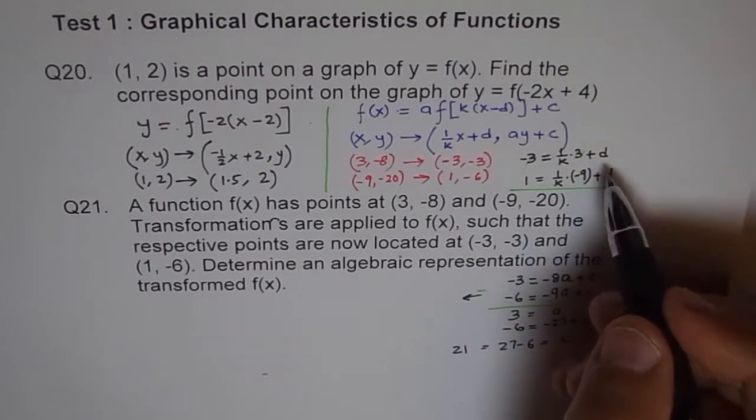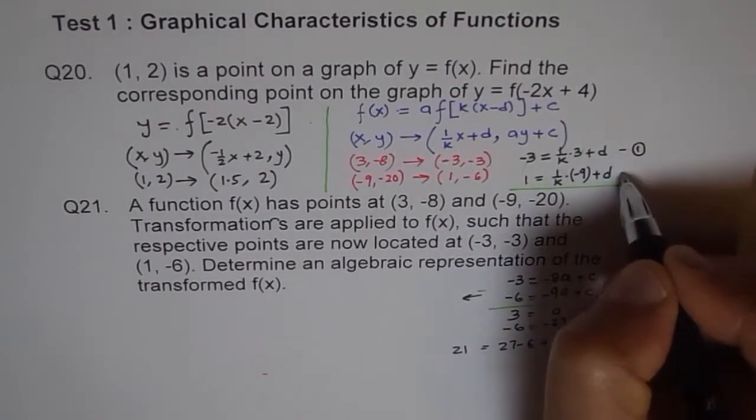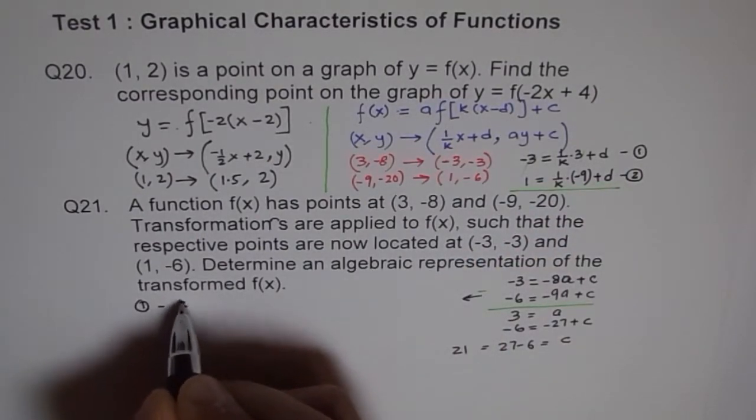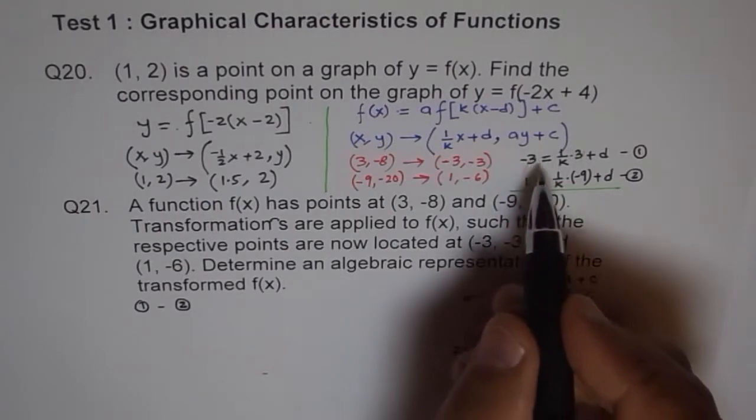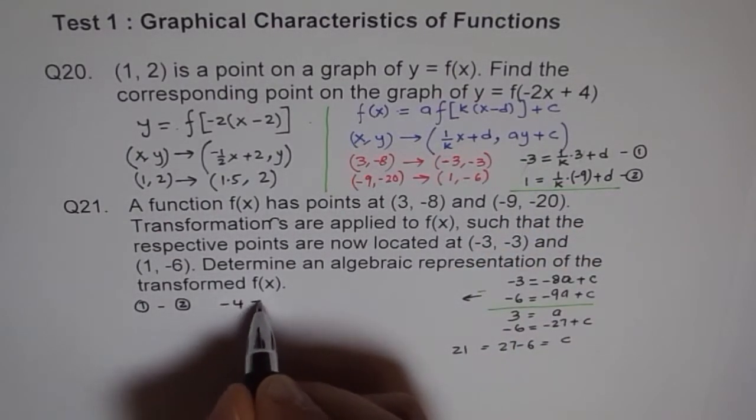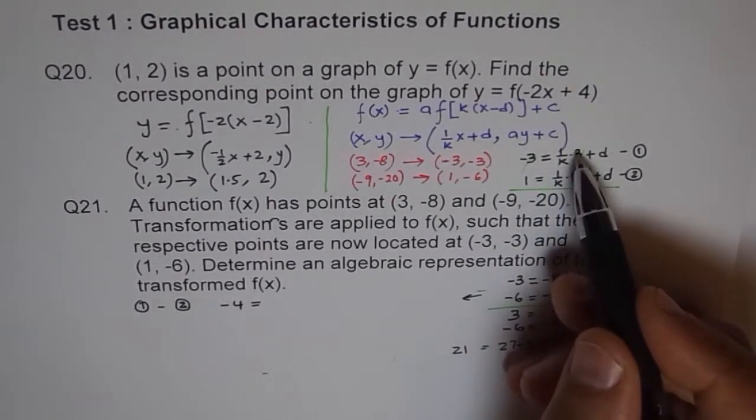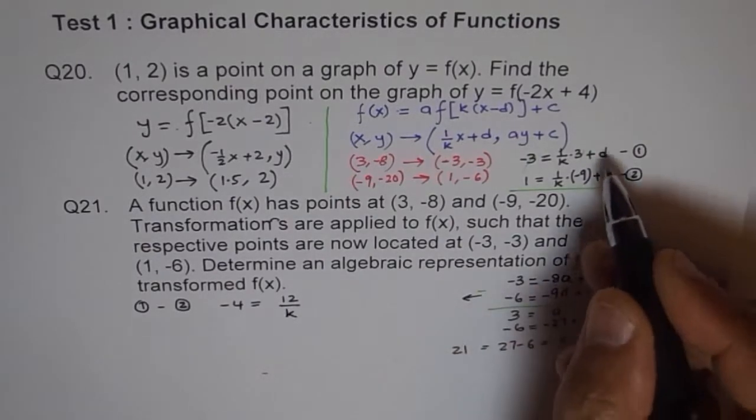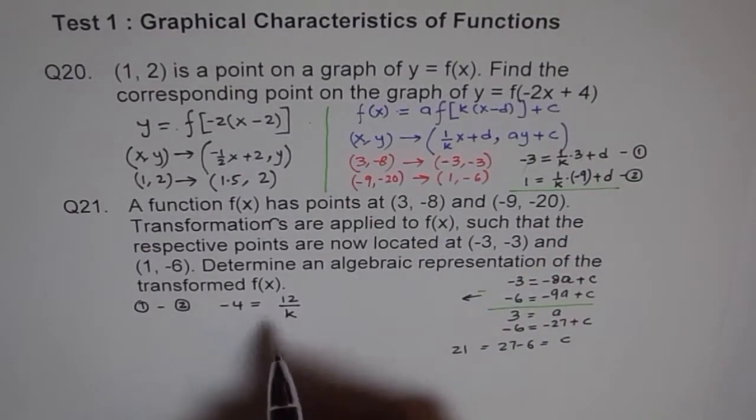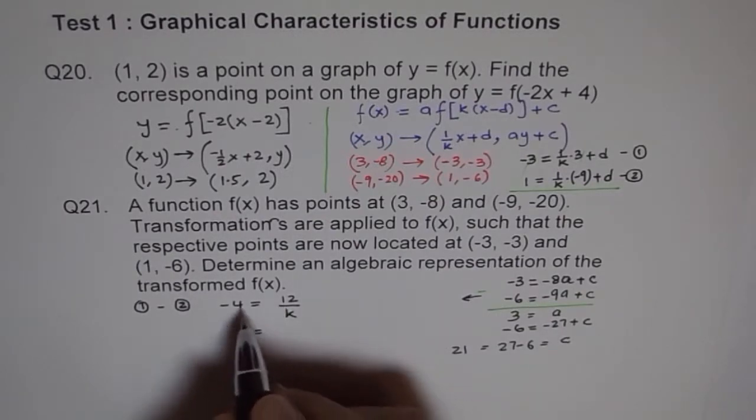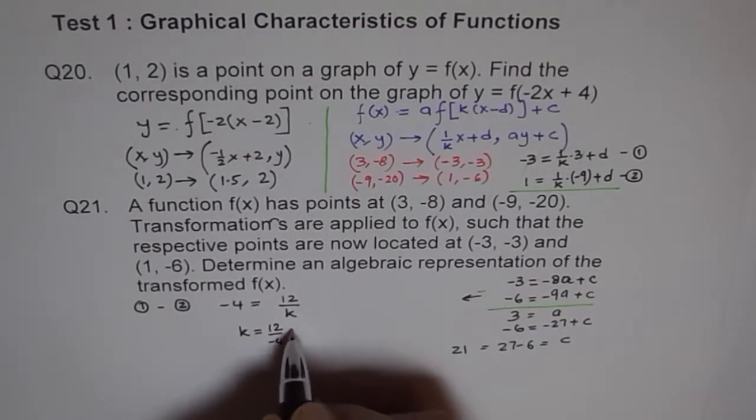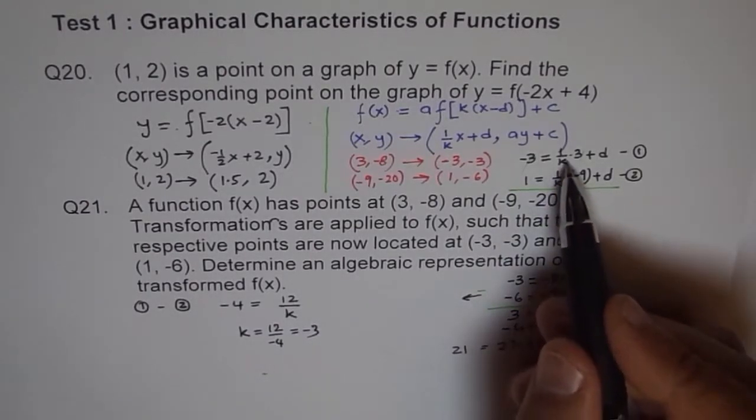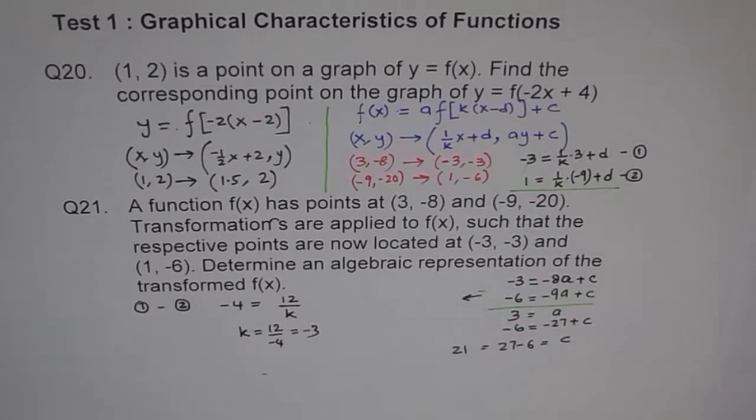Let's say this is my equation 1 and this is my equation 2. I'm doing equation 1 minus equation 2. If I do that, I'm left with this minus this is minus 4, equals this minus this, so minus 9 becomes plus, so I get 12 over k, and d minus d is 0. So I can now cross multiply and say k equals 12 divided by minus 4, which equals minus 3. Once I get k, I can plug k back into the equation and find d.